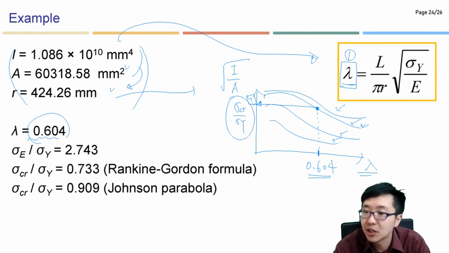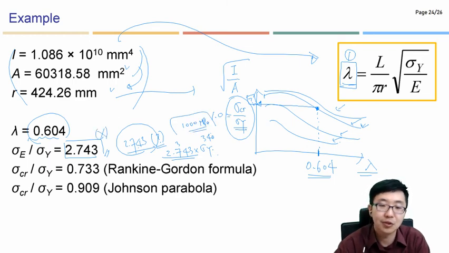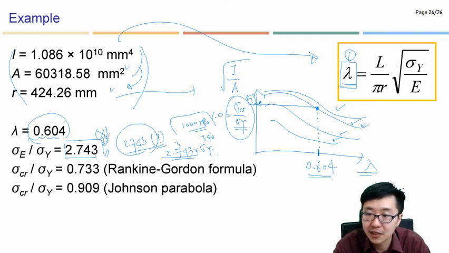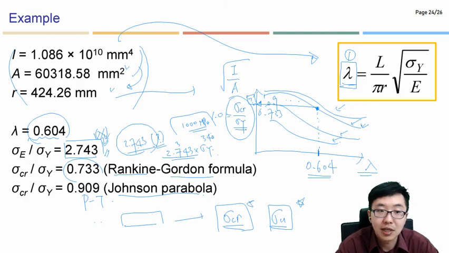So if you use the Euler formulation, the value will be 2.743. It is quite an interesting outcome, because here a value equal to 1.0 means yield. So 2.743 times yield means that, for example, yield was 340 times around 3, that is about 1000 megapascal. So this is actually not a realistic value. You should understand the meaning of this obtained value. So if we adopt the Rankine-Gordon formula, we could obtain 0.733, Johnson parabola 0.9 something. And if you adopt Paik-Thayamballi or the other empirical formulations, you could obtain the critical buckling strength as well, or sometimes they use ultimate strength. Now you can understand what I'm talking about.